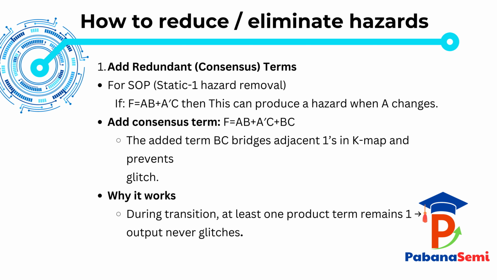Now, why does this work? The added term BC bridges the adjacent ones in the K-map. That means during the input transition, at least one product term remains high. So even if AB turns off momentarily and A prime C has not yet turned on, the BC term keeps the output equal to 1. In simple terms, the consensus term guarantees continuous logical coverage during transitions, so the output never glitches. This method is a classical hazard removal technique for SOP-based static 1 hazards.